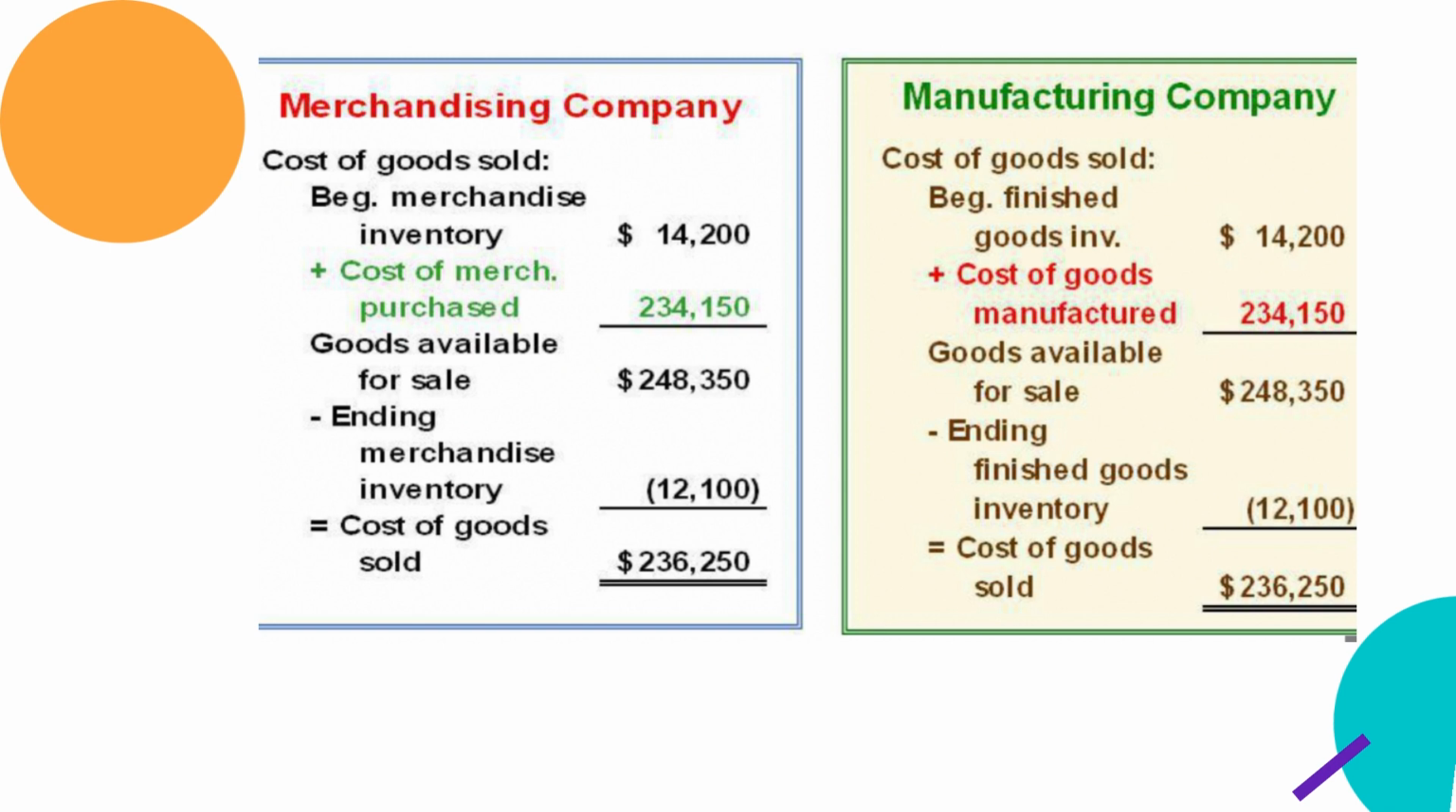And to put it all in perspective, in your merchandising company, right before you even look at your cost of goods sold, you're going to actually have your sales total at the top here, right? So you're going to have your sales total minus your cost of goods sold, which will give you your gross profit. Okay. In a manufacturing company, you'll have your sales minus your cost of goods sold, which will give you your gross profit. So the only thing that changes is how you determine your cost of goods sold on your income statement.